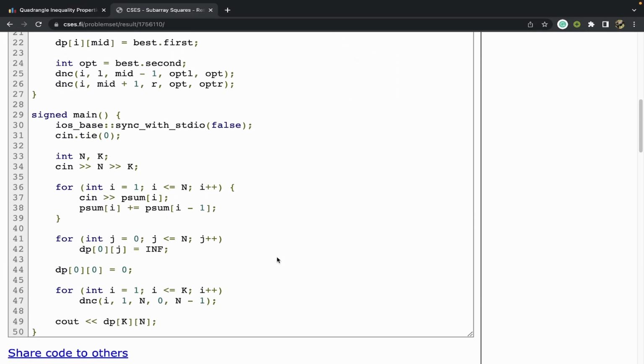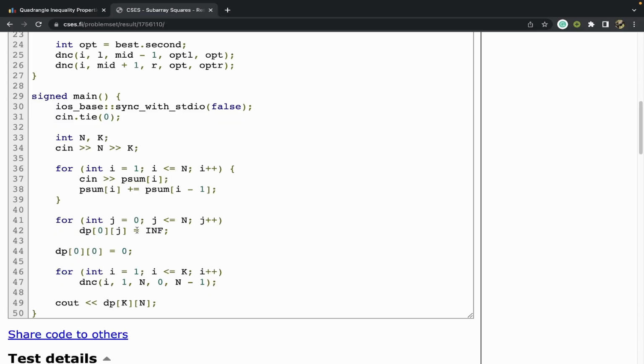So I'm taking input n and k. n is the array length, k is the number of subarrays we need to split it into. psum is basically my prefix sum array, and I'm saying that the base case is the minimum cost, if we have to split anything into 0 subarrays, is infinity, because we can't make 0 subarrays out of more than 0 elements. But we can make 0 subarrays out of 0 elements, and the cost essentially is 0 for that. And now we're going to calculate the DP values using divide and conquer for every row.